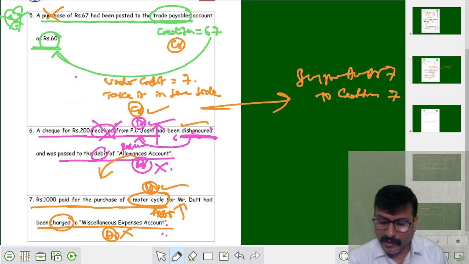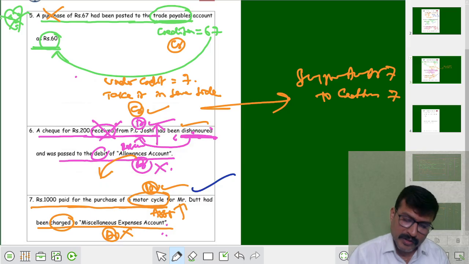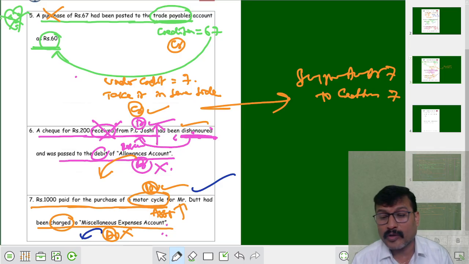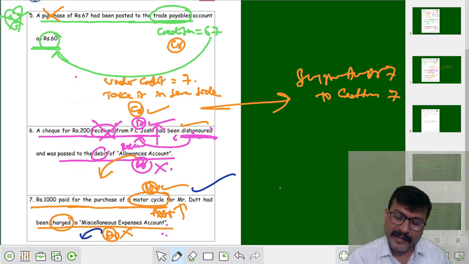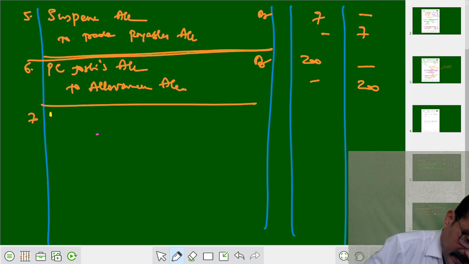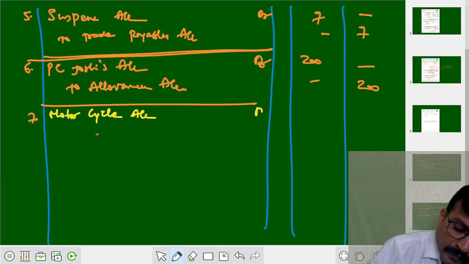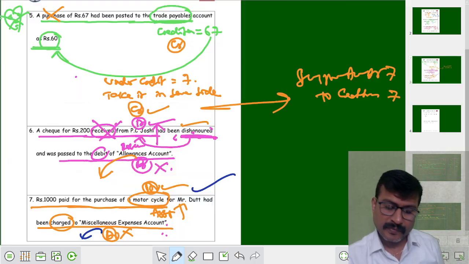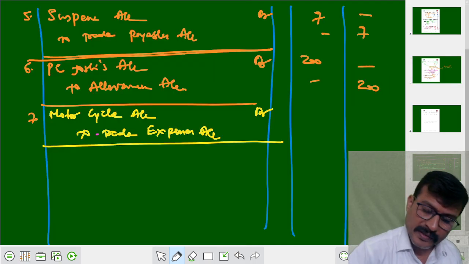So it is what debit? Wrong debit. Now what is your procedure? Keep the correct in the same place, shift the wrong in the opposite place. Now what will be your entry? Motorcycle account debit to miscellaneous expenses account. That is entry number 6. Amount is 1000 rupees.